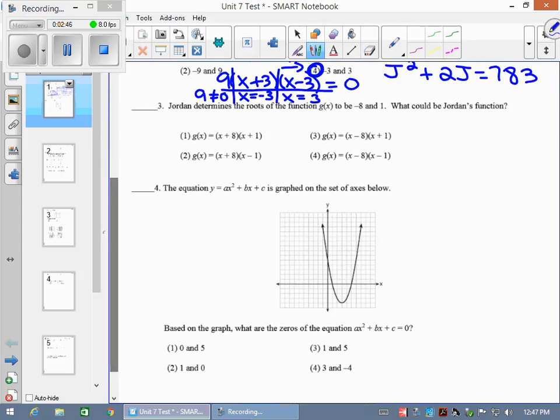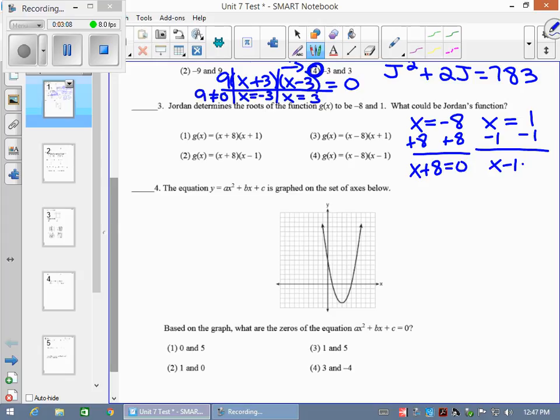All right, question 3. Jordan determines that the roots of the function of g of x are negative 8 and 1. Meaning, roots are my x-intercepts, my solutions. So I have solutions of negative 8 and positive 1. If I want them back in factored form, which is what all of my choices here look like, I need to get that number back on the same side with x, and I need to set both of those factors equal to 0, so when I multiply them, I can set their product equal to either 0, or in this case, they told us it was called g of x, so we could rename it g of x equals x plus 8 and x minus 1, which is choice 2.